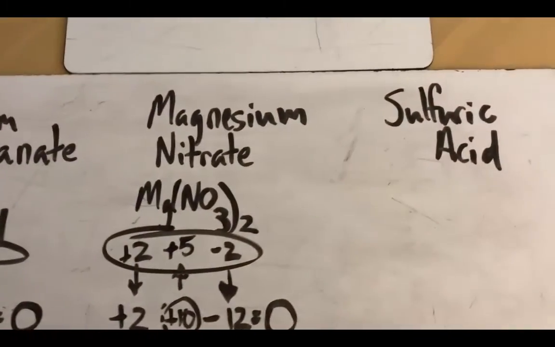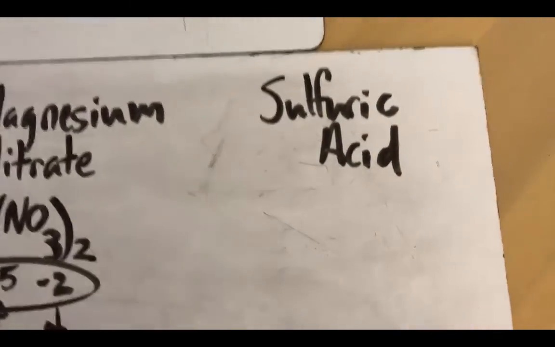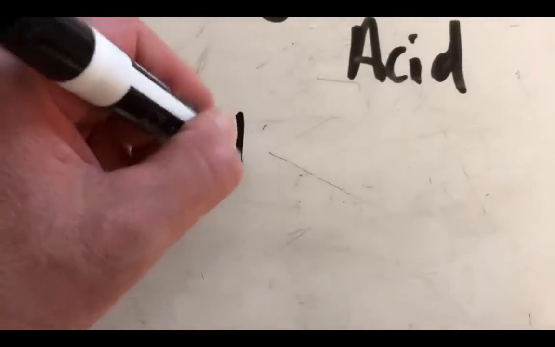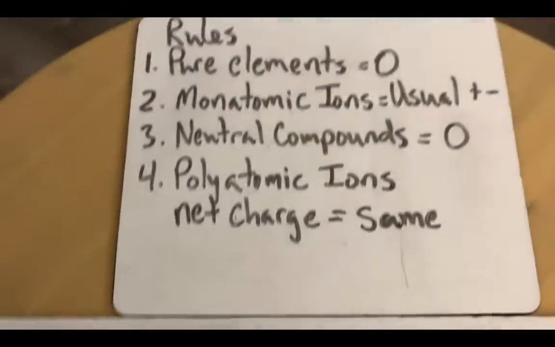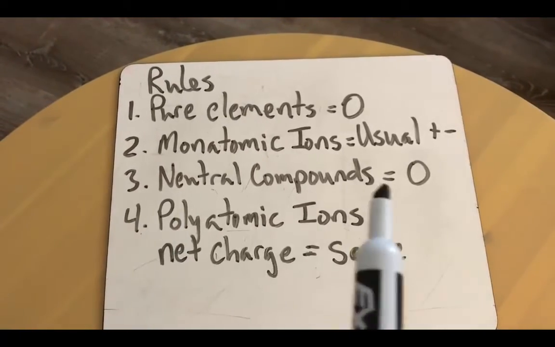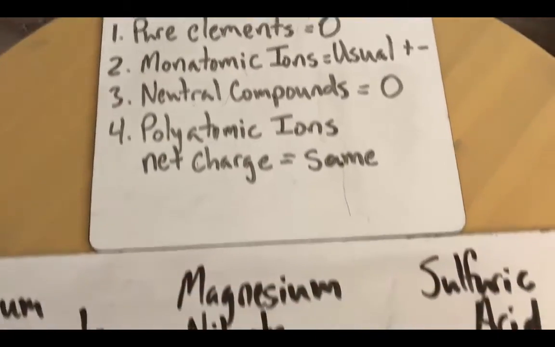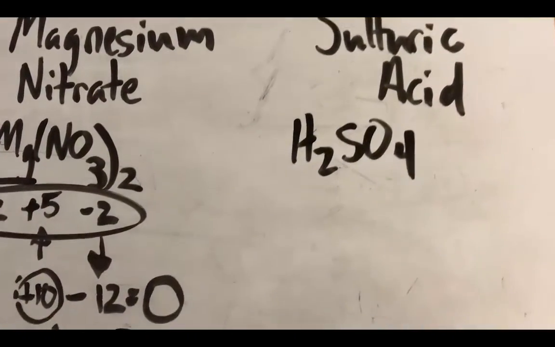Okay, so let's go to sulfuric acid. Sulfuric acid is our next one. If you remember off of our chart, it's H2SO4. If I take a look at the rules here, this is a neutral compound, so this is going to add up to 0. What do I mean by that? There's no charge. It's not an ionic compound.